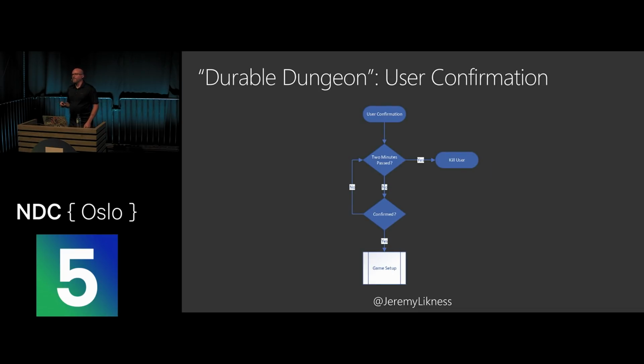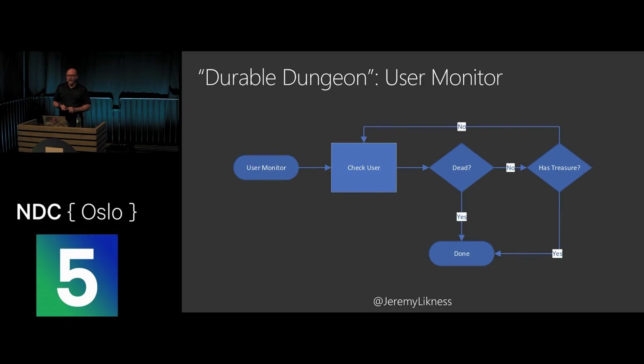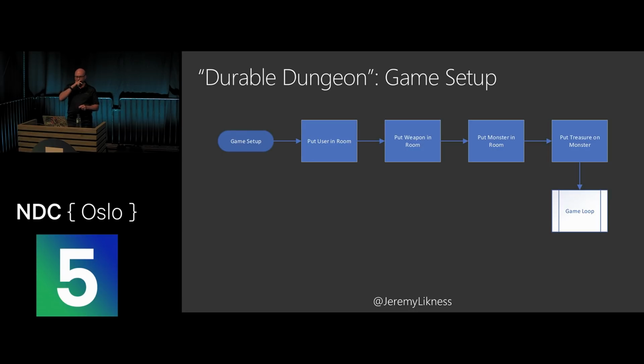So if we look inside that confirmation, it's going to wait for that manual intervention, yes, I'm committed to playing the game. Or if 2 minutes is hit and there's no confirmation, it's just going to kill the user, unfortunately. There's the user monitor checking to see, is the user either dead or have they won the game? And then there's a game setup. The game setup's sequential because we're dealing with table storage, and we need to do something like take an inventory item, put it on a monster, put a monster inside a room, put a user inside a room. So instead of dealing with complex concurrency, we know that that user is one workflow, so we'll do that sequentially.